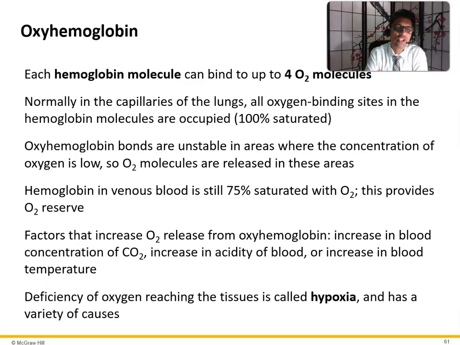Now, each hemoglobin molecule can bind up to 4 oxygen molecules. Normally in the capillaries of the lungs, all oxygen binding sites in the hemoglobin molecules are occupied, 100% saturated. You've probably seen a pulse ox. You can see the saturation rate that it's measuring. 100% saturation is pretty darn good. Most of you will be at 98, 99%, so you can check that.